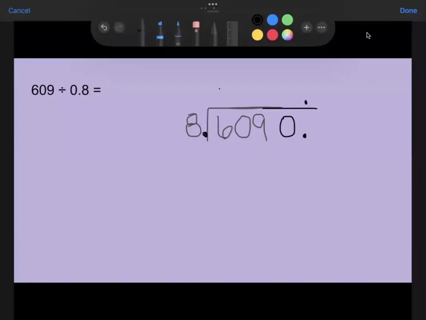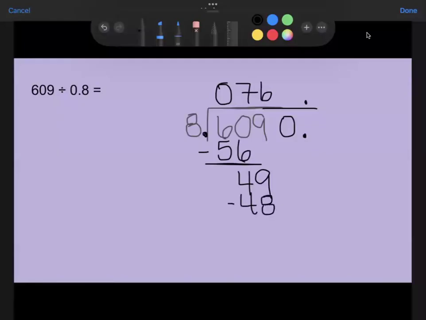So 8 does not fit into 6, but it does fit into 60. That would be 7 times. So I'm going to do 7 up here. This is 56. So 4 left over, bring down the 9. Then 8 would fit into 49. I want to say 6 times because I know 8 times 6 is 48. Then when I subtract it, I get 1 left over. Bring down that 0. 8 goes into 10 once, so that's 8. When I subtract it, I have 2 left over.